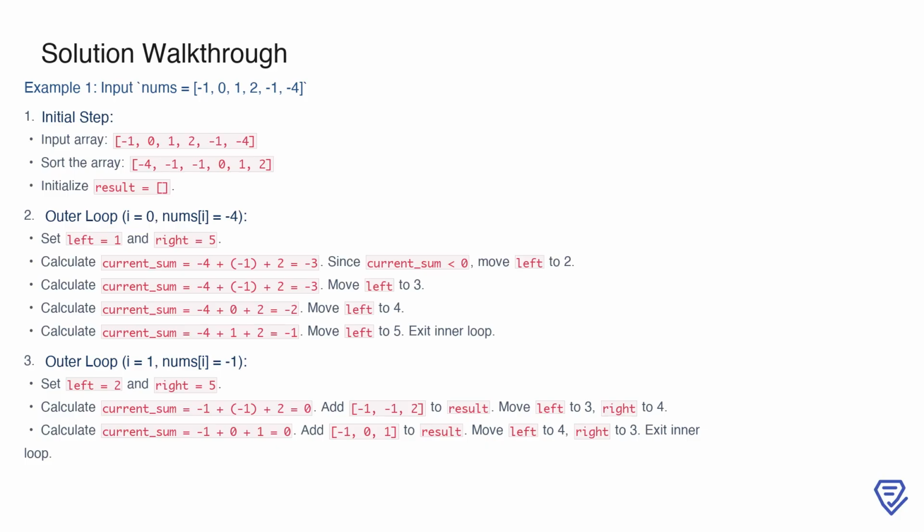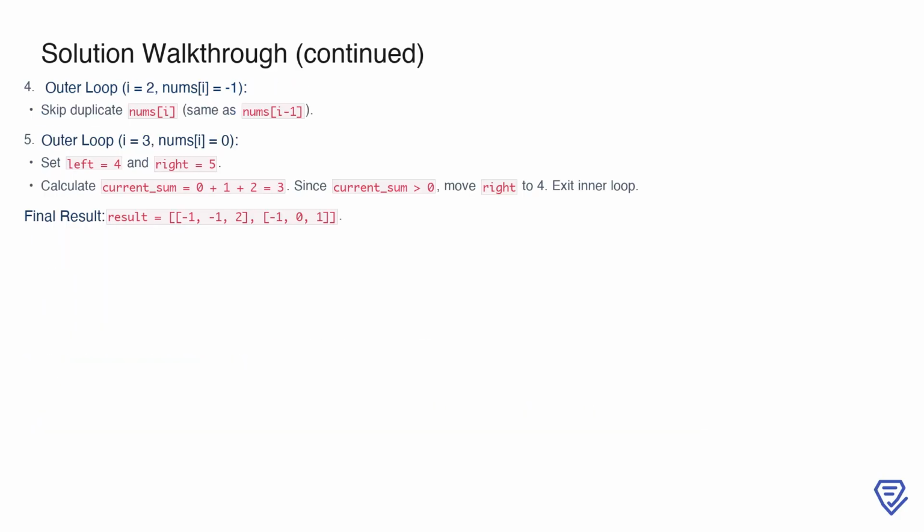Afterward, the sum of the next triplet, -1 plus 0 plus 1, is also 0, so we add [-1, 0, 1] to the result. At this point, the left pointer surpasses right, so we exit this iteration of the loop. As we continue, at index i equals 2 where nums[i] equals -1, we skip this value because it's a duplicate of the previous number. This ensures we don't calculate the same triplets multiple times.